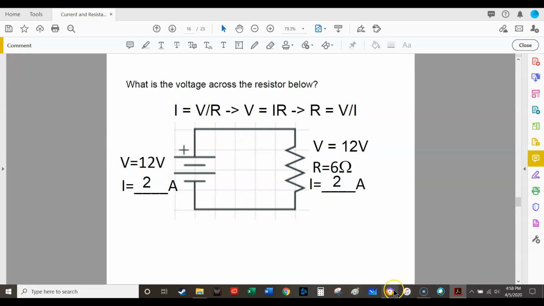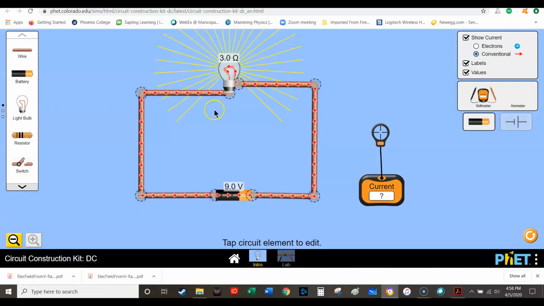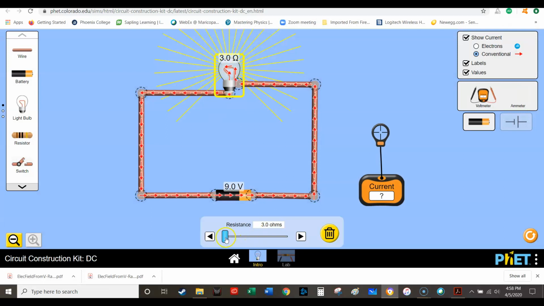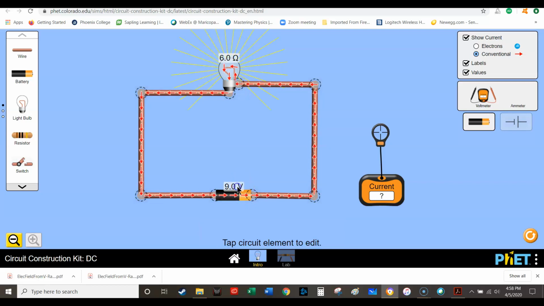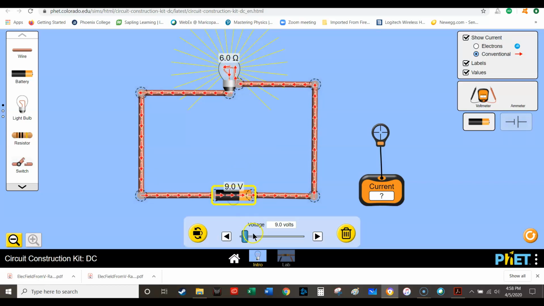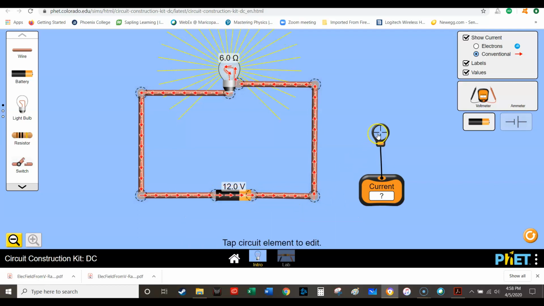Well, let's test that again just to make sure. Our battery is 12 volts, and our resistor is 6 ohms. So I'm going to go ahead and change this to 6 ohms, and change the battery to 12 volts. And hopefully this is going to show 2 amps.